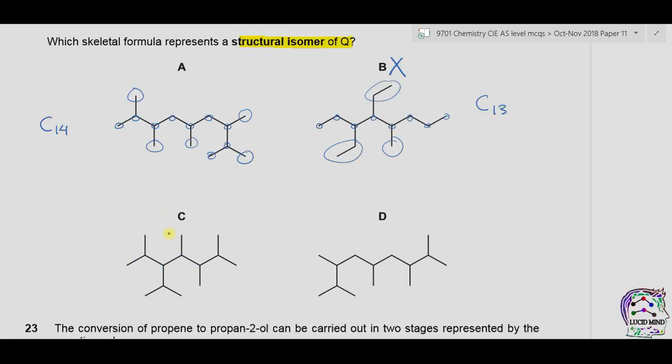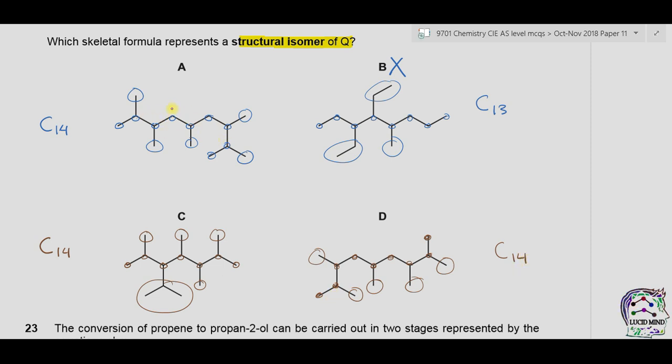Now in C we can find out the total number of carbon atoms. There are 7 carbon atoms in the long chain, and we have 7 carbon atoms as substituents. So in total we have 14 carbons. Similarly in D we can see that nine carbon atoms are in the long chain and we have 5 carbon atoms as substituents. So 9 and 5 become 14.